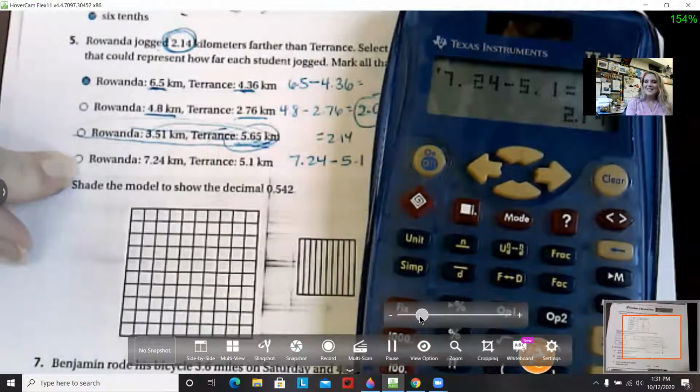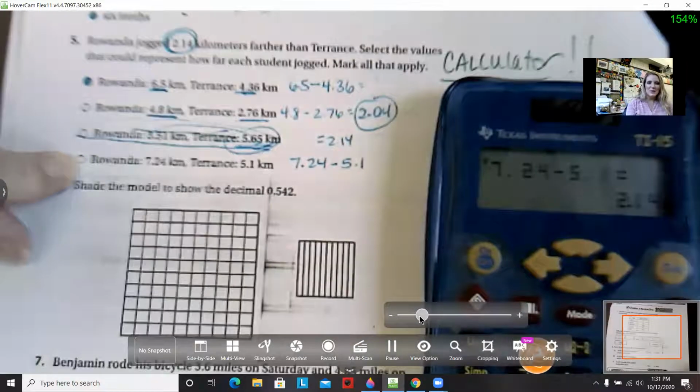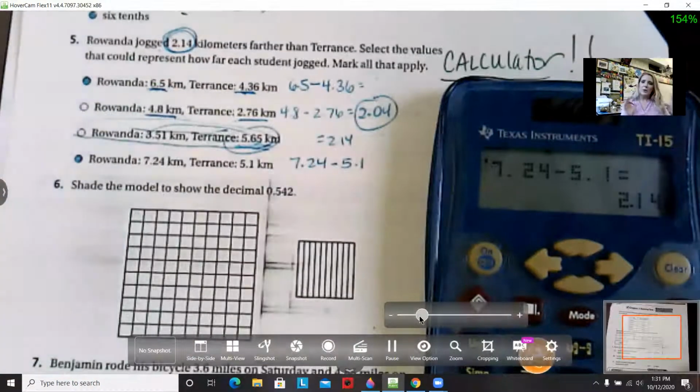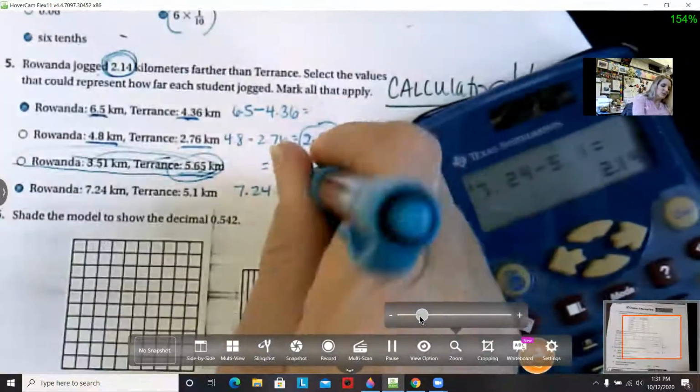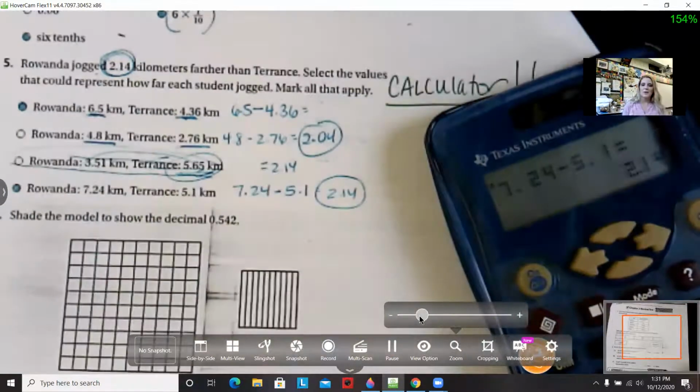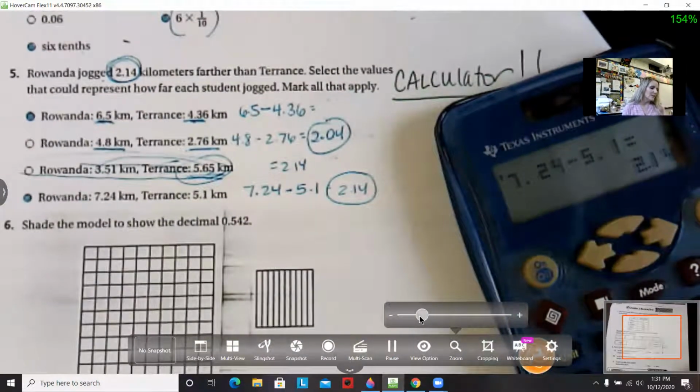And the answer is 2 and 14 hundredths. So that is another value that could possibly represent the distances that they ran. There's 2 and 14 hundredths kilometers between the two. So the first one and the last one are both the correct answers only.